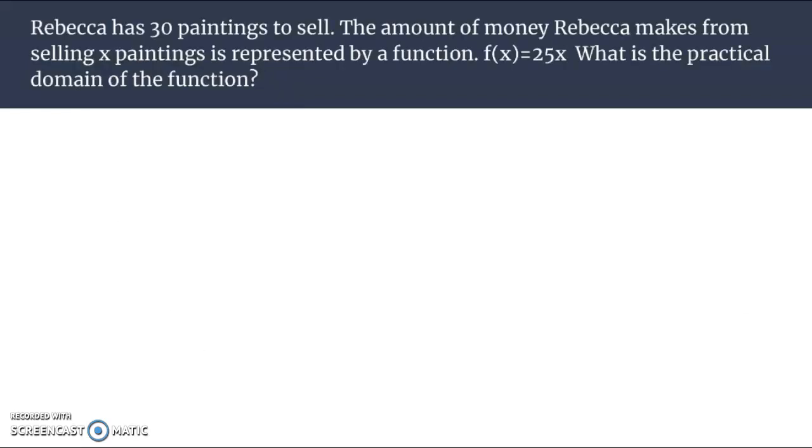Let's take the first one here. It says Rebecca has 30 paintings to sell. The amount of money Rebecca makes from selling x paintings is represented by the function f of x equals 25x. What's the practical domain of the function?